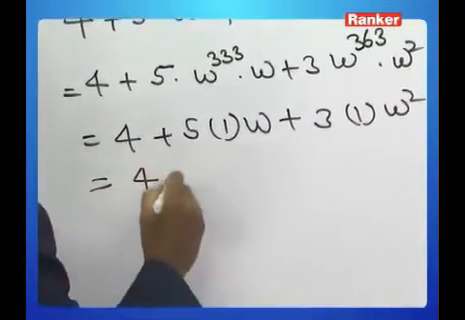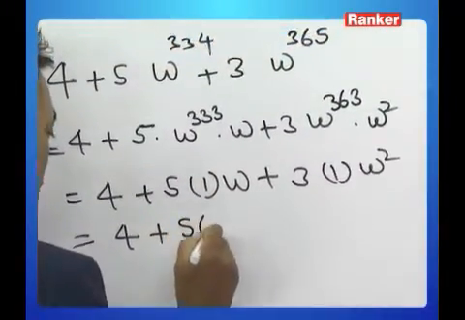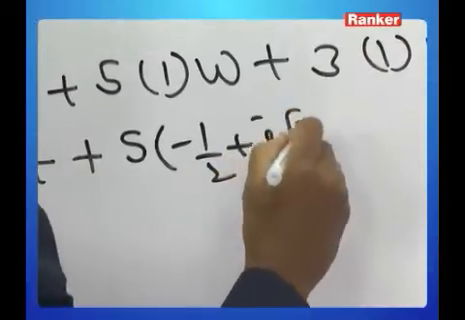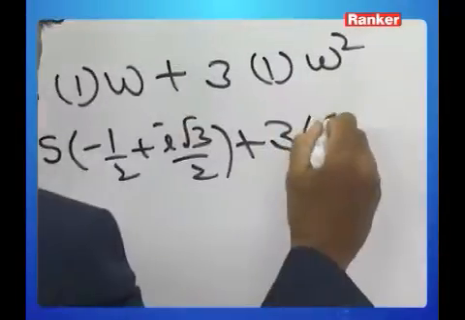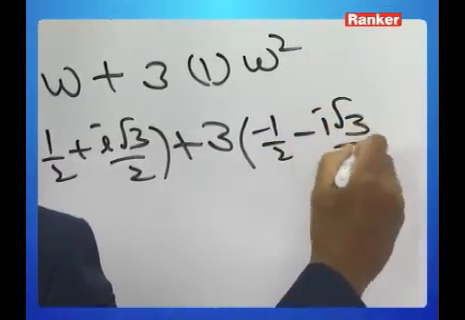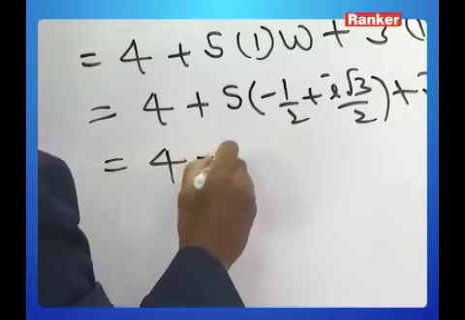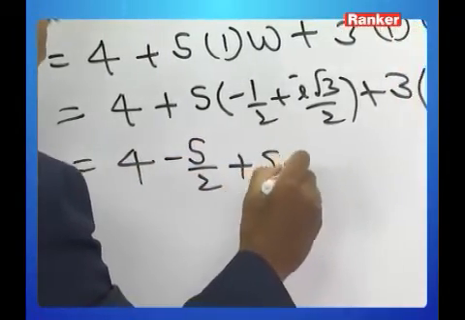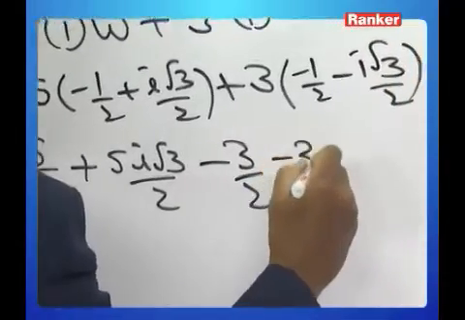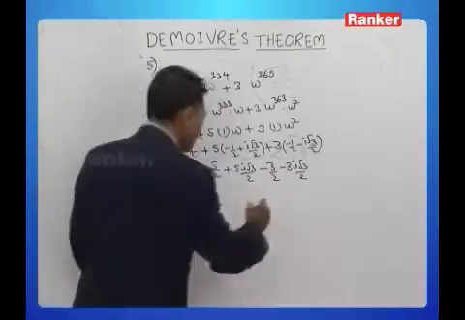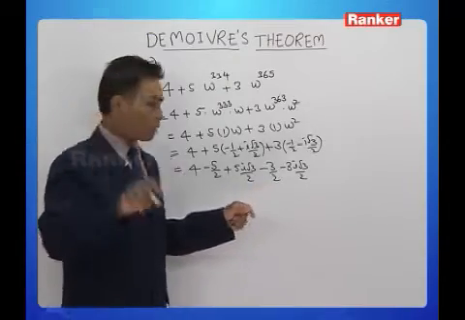Right? Now, 4 plus 5 into omega. Omega means minus 1 by 2 plus i root 3 by 2. Omega square is minus 1 by 2 minus i root 3 by 2. Let us simplify. Minus 5 by 2, 5 i root 3 by 2, minus 3 by 2, 3 i root 3 by 2. Right? Minus 5 by 2 minus 3 by 2, that is minus 8 by 2, minus 4, plus 4.